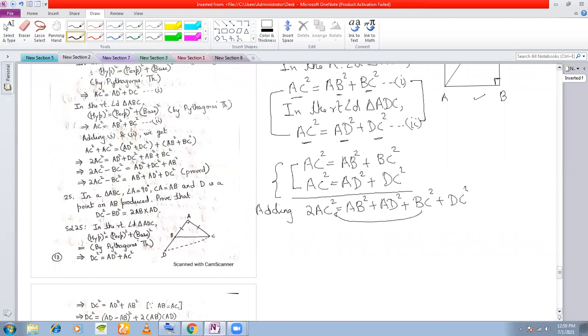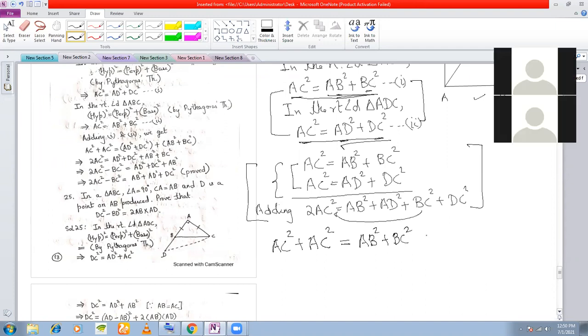If you're not understanding this way, let us add the normal way. This first equation is what? AC square. The second equation is this, right? So if you add the two equations at the left hand side, AC square plus AC square is equal to, now what is the right hand side here? AB square plus BC square. And what is the right hand side here? Plus AD square plus DC square. Now you understood? Did you understand what I did?